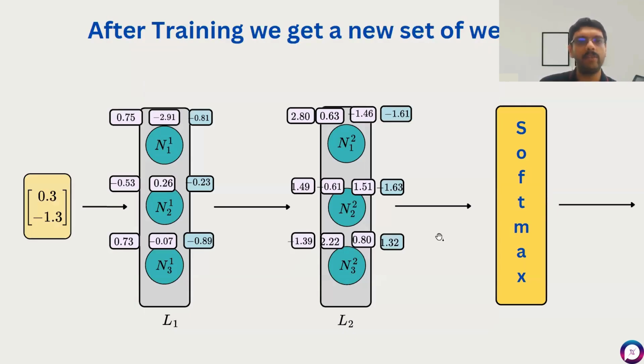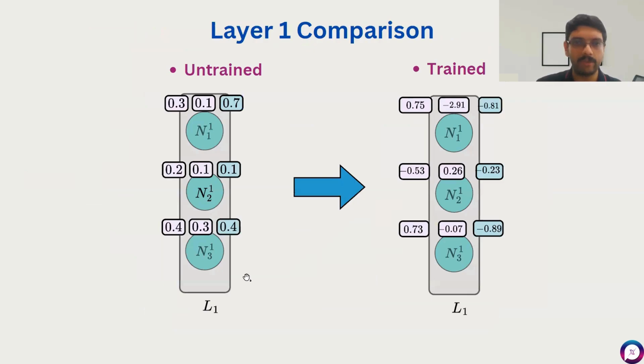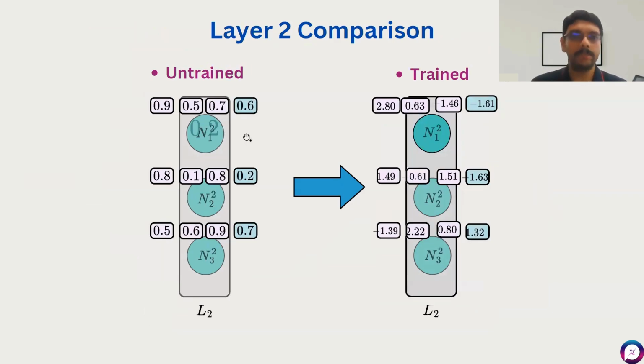So after training, we see that the neuron weights are something like this. If you remember even slightly, the values were significantly different from what they were before. Let's do a comparison. For this neuron, you started with 0.3, 0.1, 0.7. You ended up with 0.75, minus 2.91, and minus 0.81. Similarly for the other neurons, and similarly for the second layer, you see the same thing.